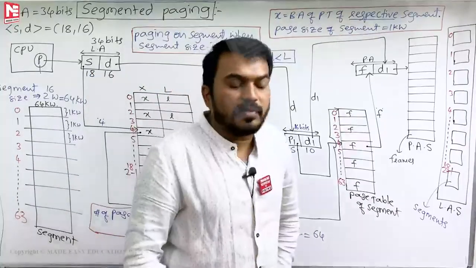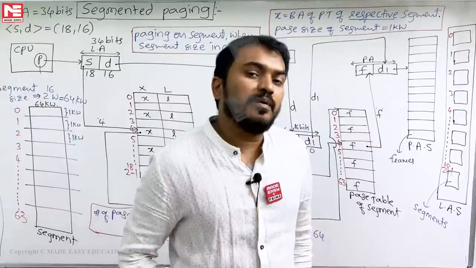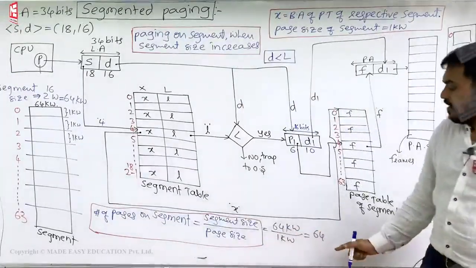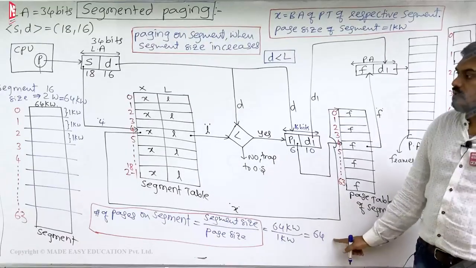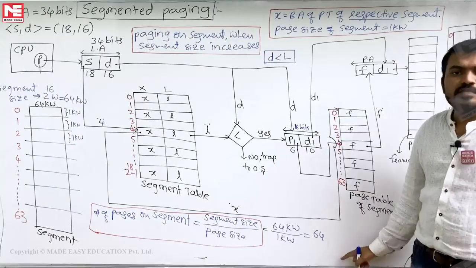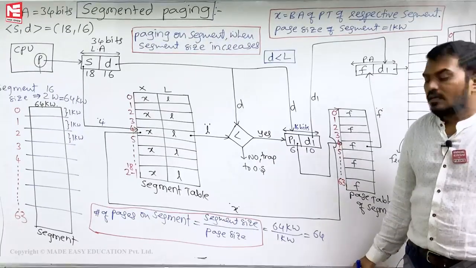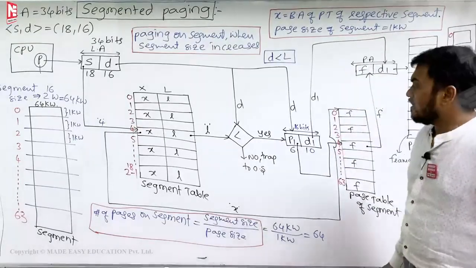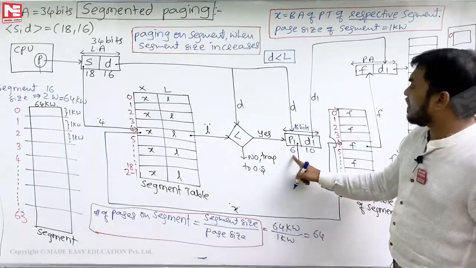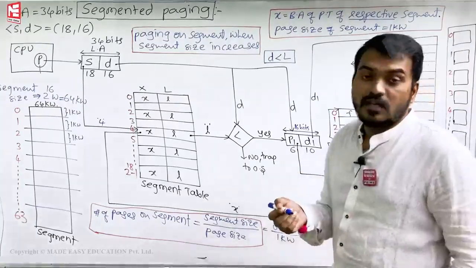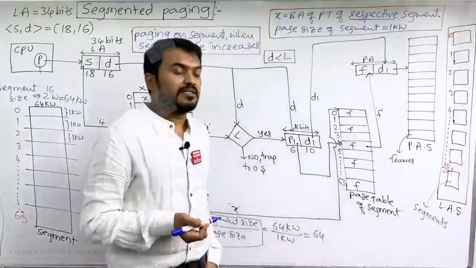Now tell me, think and tell. Number of bits required to represent pages of segment. Now tell me, how many pages are there in the segment? 64. So if you have 64 pages, to represent 64 pages, how many bits are required? For the page number, 6 bits are required. So for P1, how many bits? 6 bits. Is that clear? So it means P1 will tell you the page number of a segment.